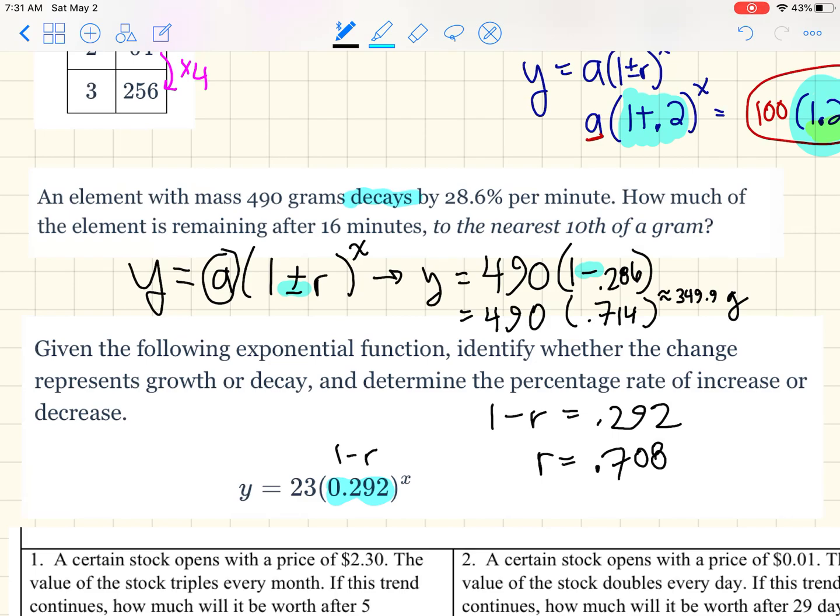So determine the percentage rate of increase, so that is 70.8%. Looks like it's a decrease, right? Because it was going down. So if you don't have a 2 for doubling or a 3 for tripling, you're always using this 1 plus or minus R. We can tell the initial value is 23, and we can see that if you get a 0.292, it dropped by 70.8%.